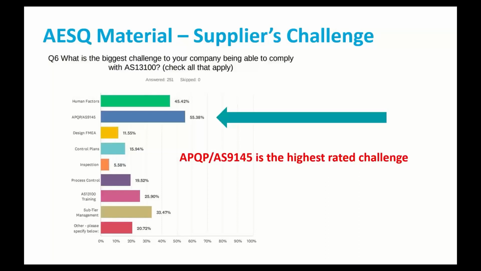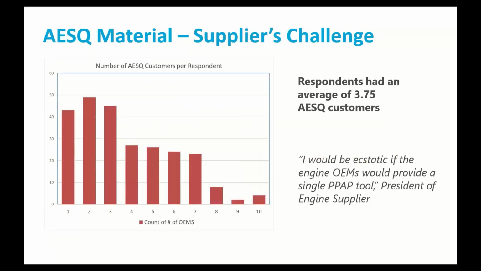Here's some of the material that I got from the AESQ meeting down in Cincinnati. First and foremost, they went out to their suppliers, and APQP, AS9145 PPAP is the highest rated challenge. Enough said. This one was interesting, though, because they also looked out and said, well, it appears as though the suppliers are working with, on average, 3 to 4 of the engine component manufacturers. And the quote I have in the slide is from a president of an engine supplier: I'd be ecstatic if the engine OEMs would provide a single PPAP tool.